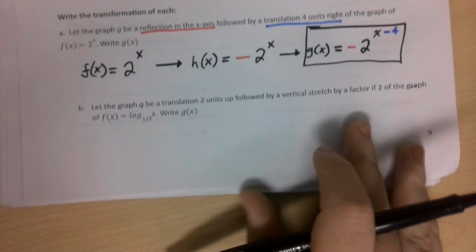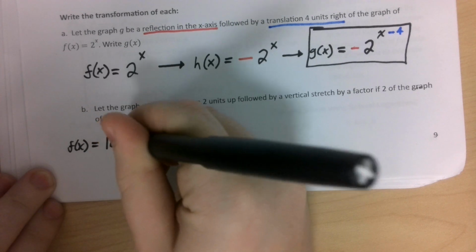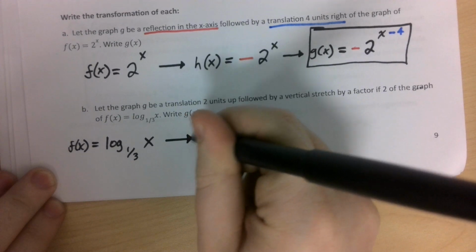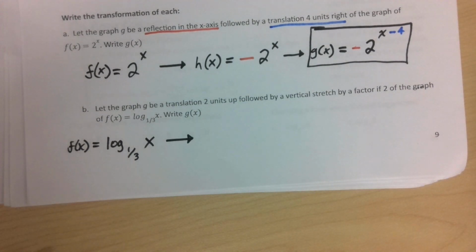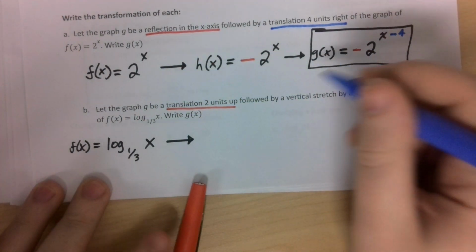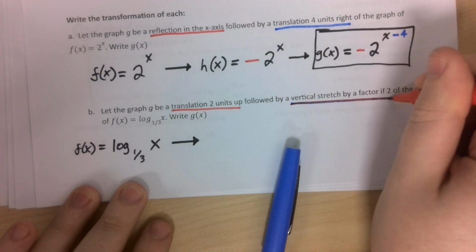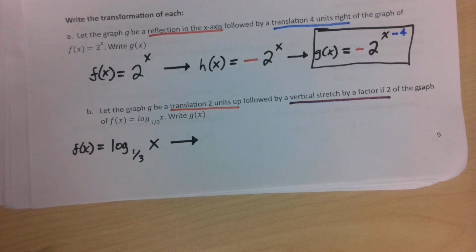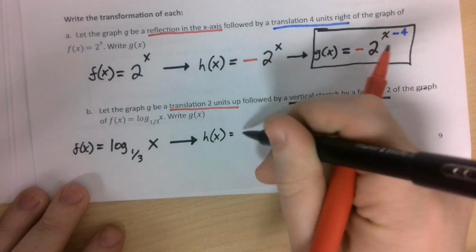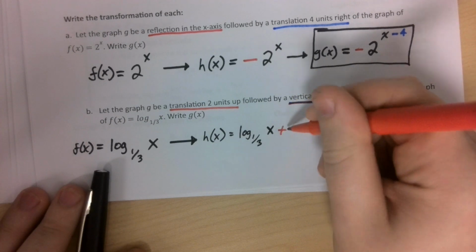Let's see b then. For b, f of x is a logarithmic function, log base 1/3 of x, and we're trying to do, once again, two transformations. We want to translate 2 units up, and then do a vertical stretch by a factor of 2. Whoops. Should really put this in red because it's a vertical again. It's 2 vertical transformations. So first, to vertically translate 2 units up, all we need to do is add 2 to it, right? We add 2 to the end of our function.